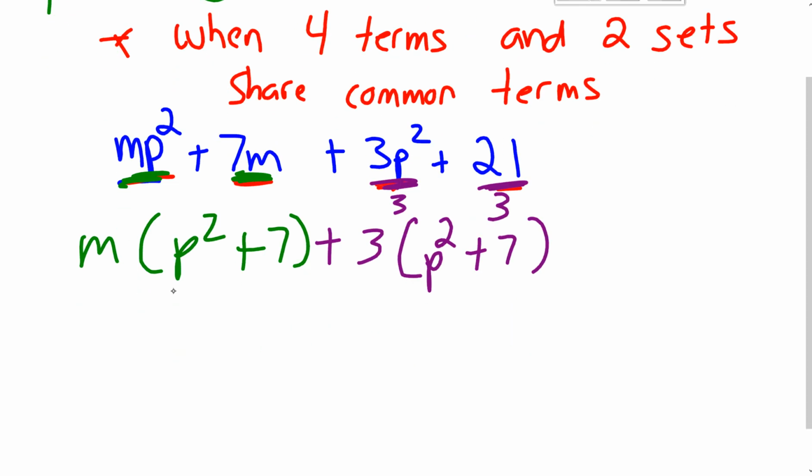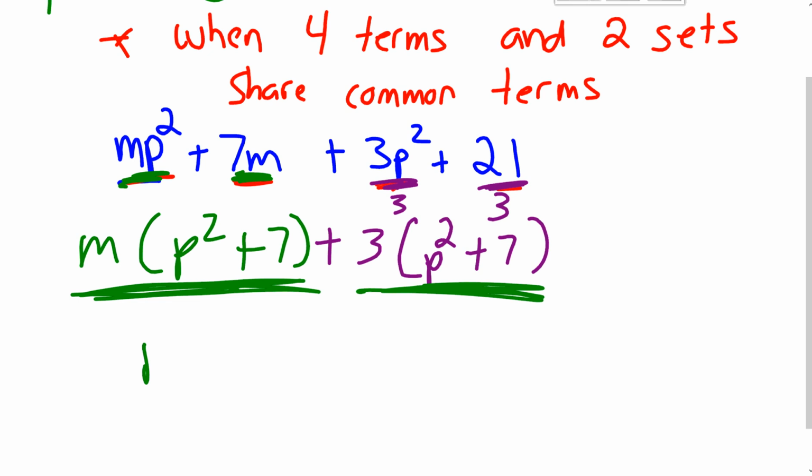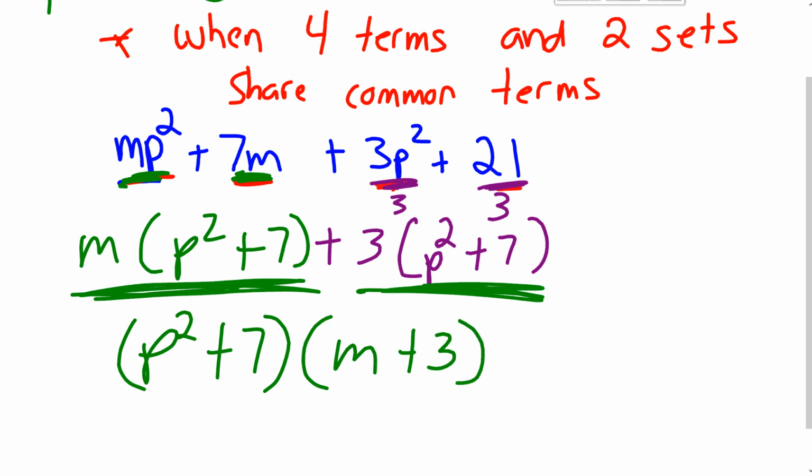So now I'm going to factor again. So now I have this term and this term. And now I can factor out the p squared plus 7. So I factor that out, p squared plus 7. And then what's left is the m plus 3, right? Because factoring out is dividing, so when I divide by that, that's gone, and that's gone, and I'm left with an m plus 3. And then I check, can I factor this? No, I can't factor that, so that's it.